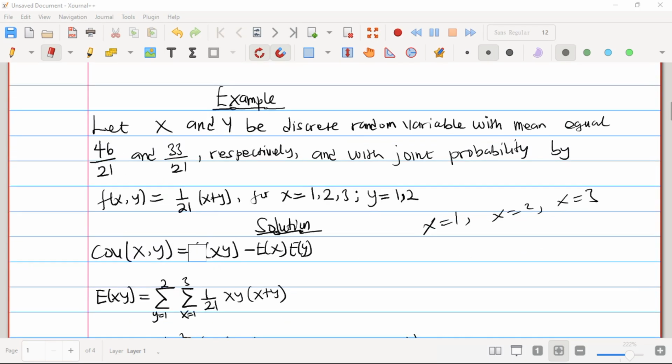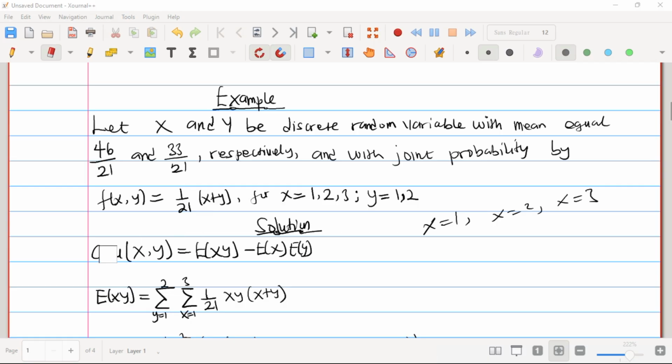Okay, yes. And then we have a question. It said let x and y be discrete random variables with means equal to what? 46 divided by 21 and 33 divided by 21 respectively, with a joint probability function of 1/21 times (x plus y), for x equal to 1, 2, 3 and y equal to 1, 2. So that is the observation for x and then y. You have been asked to calculate what?